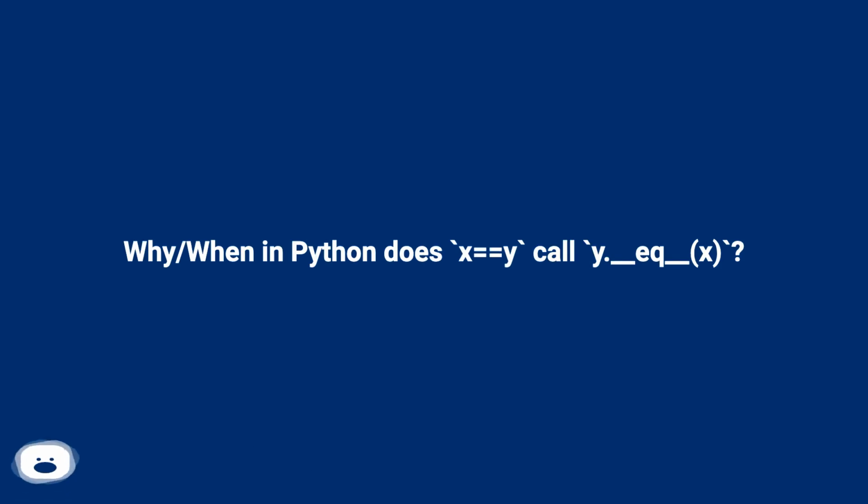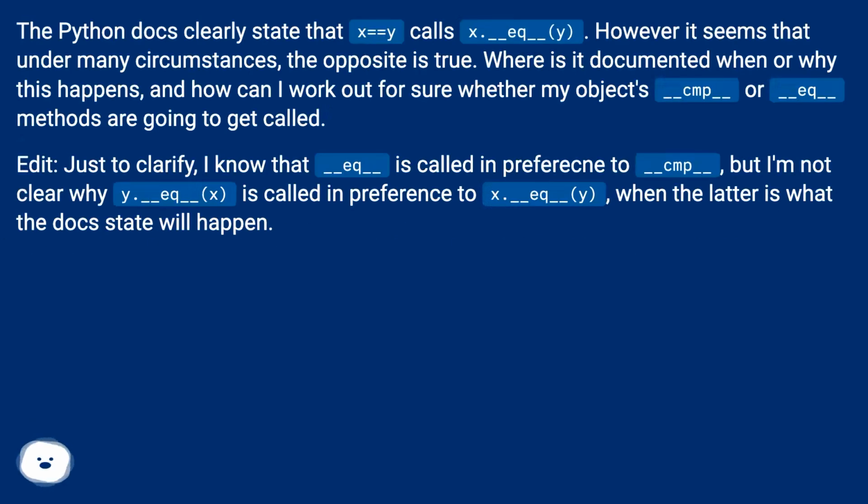Why, when in Python, does x == y call y.__eq__(x)? The Python docs clearly state that x == y calls x.__eq__(y). However, it seems that under many circumstances, the opposite is true. Where is it documented when or why this happens, and how can I work out for sure whether my objects' __cmp__ or __eq__ methods are going to get called?